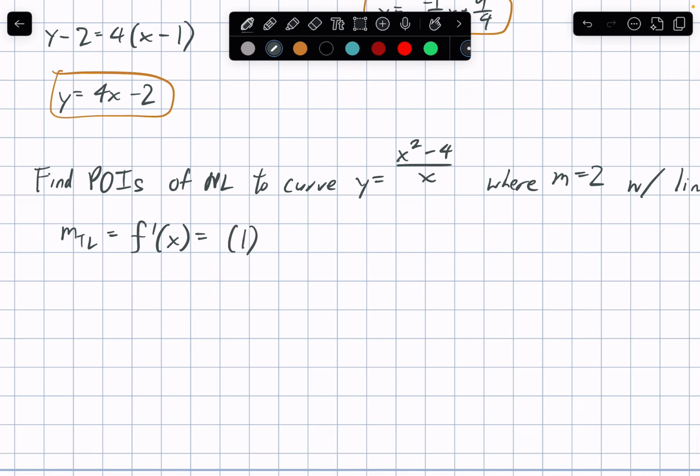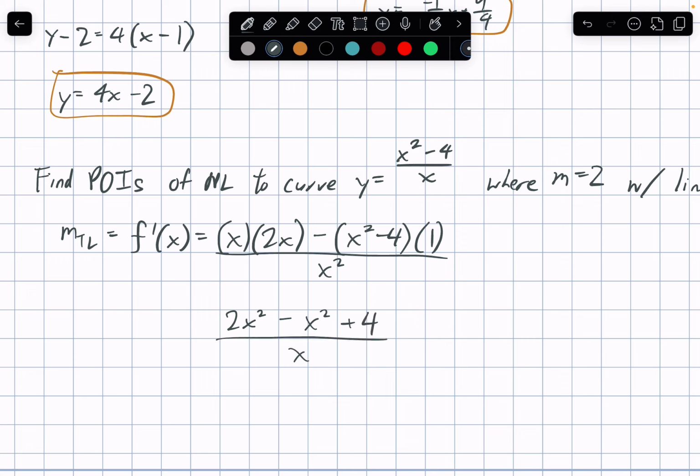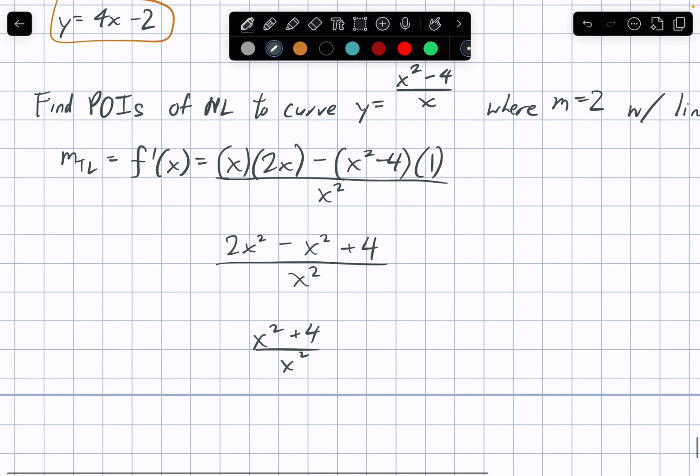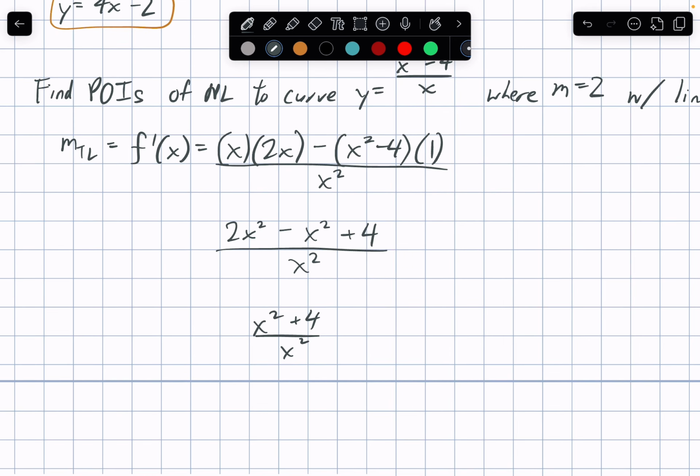Quotient rule: x times 2x minus, copy, and then times 1, divided by x squared. 2x squared minus x squared plus 4.